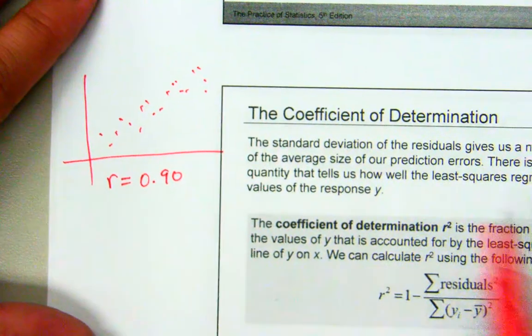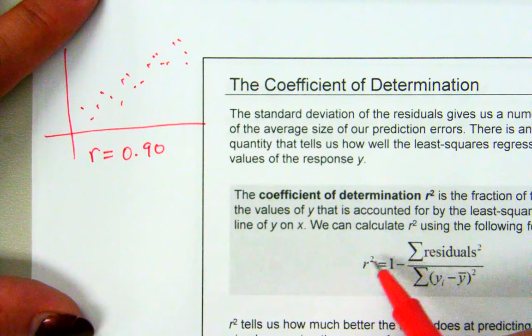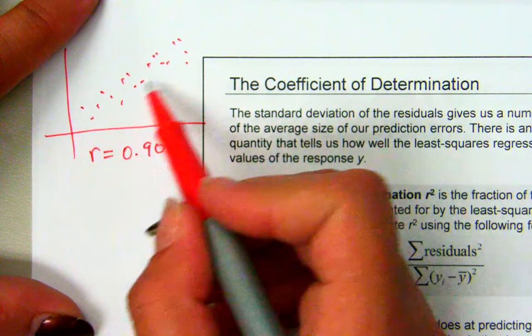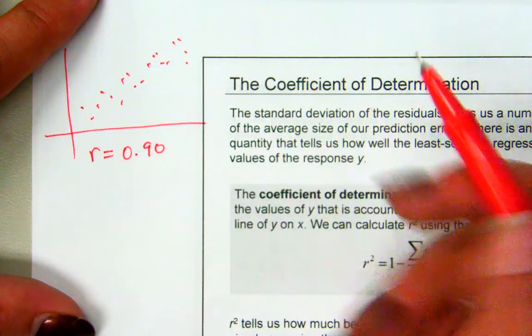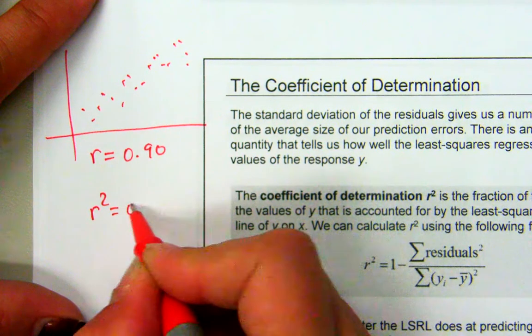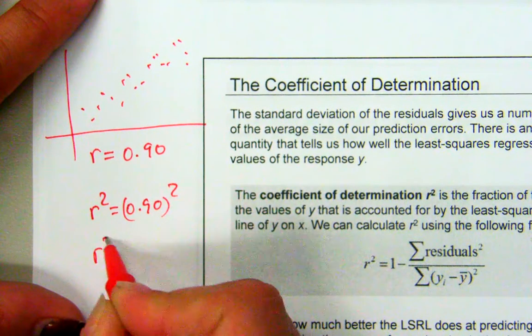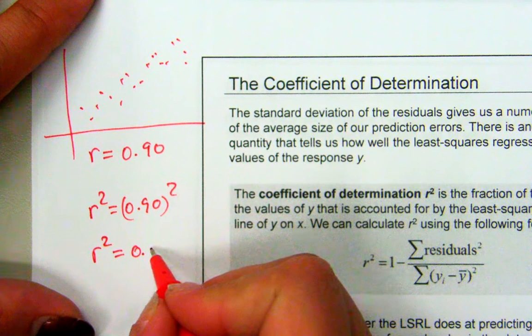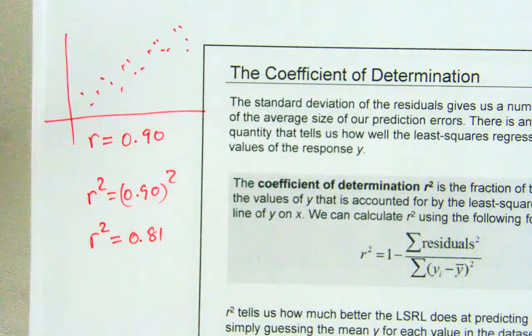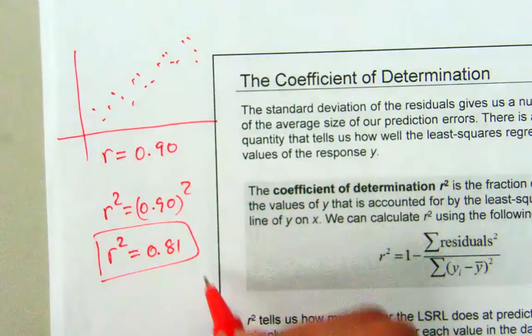Okay, well, the coefficient of determination, R squared, is just literally taking your correlation and squaring it. So R squared would just be 0.90 squared. So R squared in this case is going to be 0.81, right? So that's it. That's your coefficient of determination. That's how you find it mathematically. What you interpret it as is going to be just a little bit different. But suffice to say, this is how you find it mathematically.